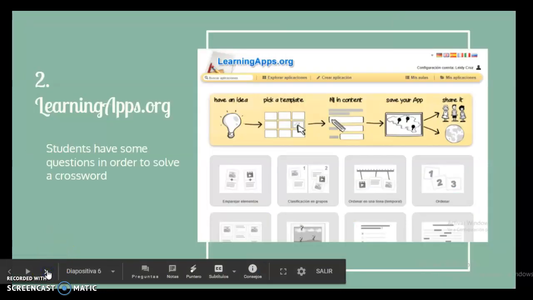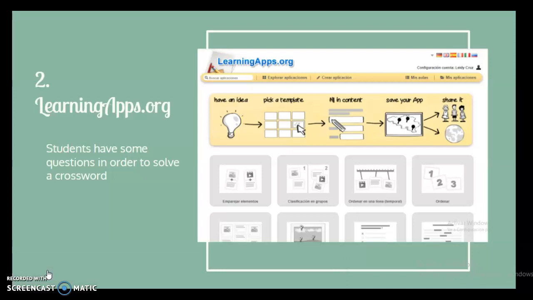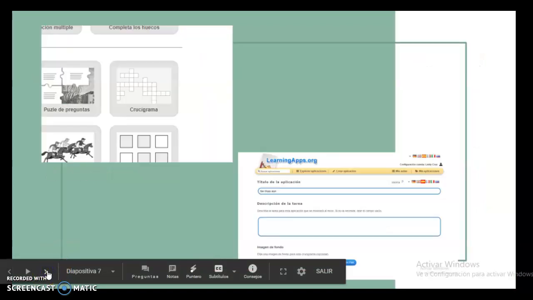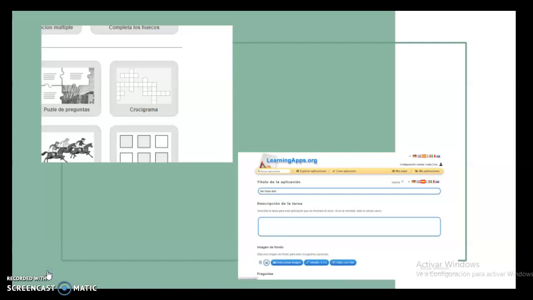The second tool that I am going to use is Learning Apps. What is the idea of this tool? The idea is that the students have some questions in order to solve a crossword. In the crossword, they will find some images in order to identify the vocabulary better, and they will find some questions in order to identify what the specific part of the body is.